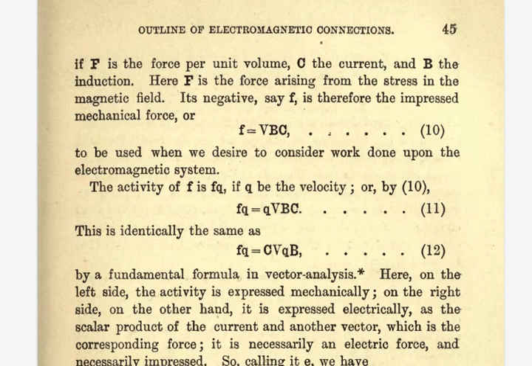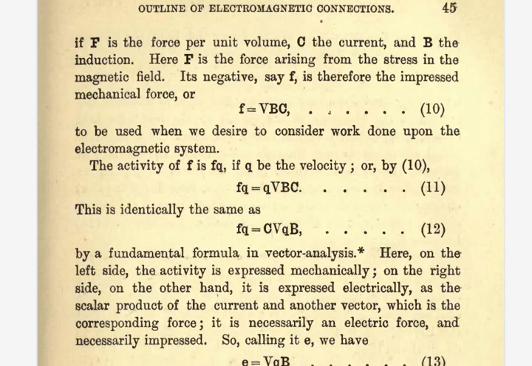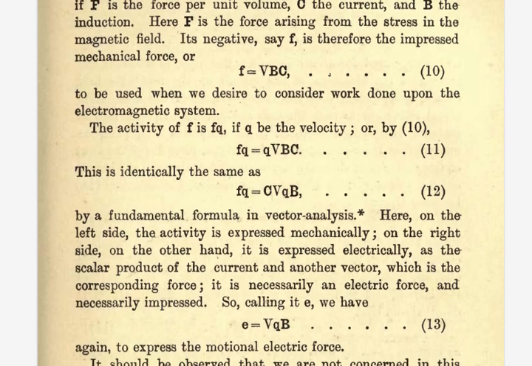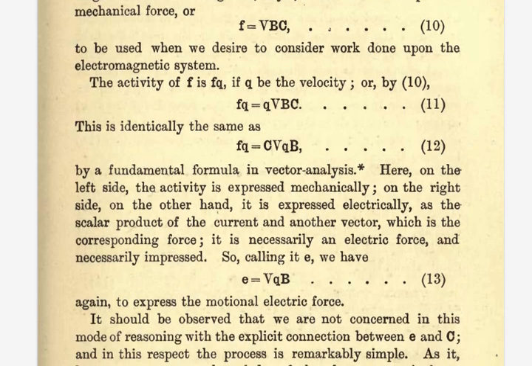Here F is the force arising from the stress in the magnetic field. Its negative, say F, is therefore the impressed mechanical force, or F equals vector product BC, to be used when we desire to consider work done upon the electromagnetic system. The activity of F is Fq, if q be the velocity, or Fq equals q vector product BC. This is identically the same as Fq equals C vector product qB.